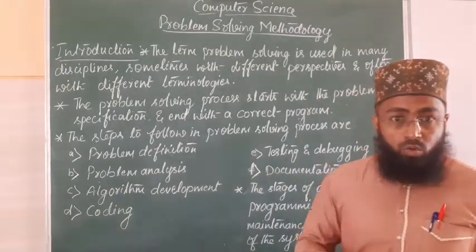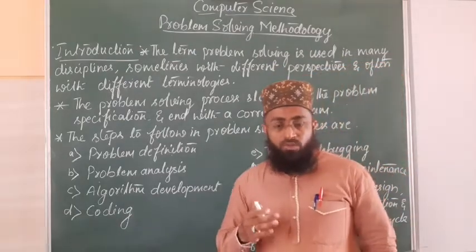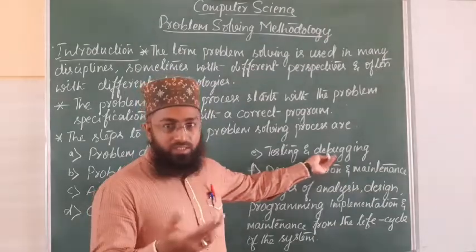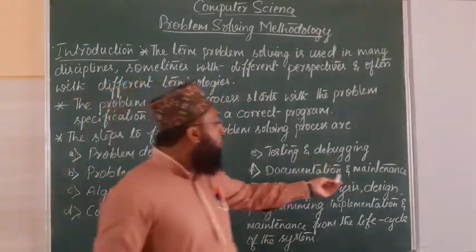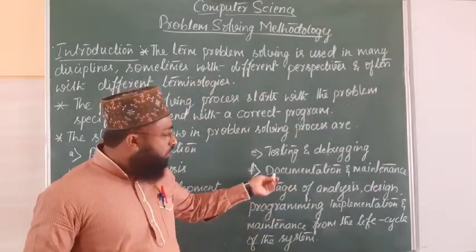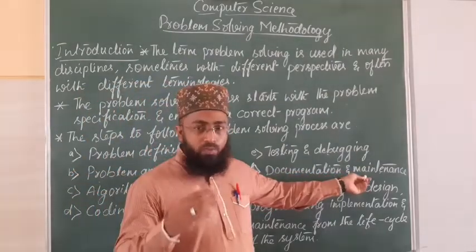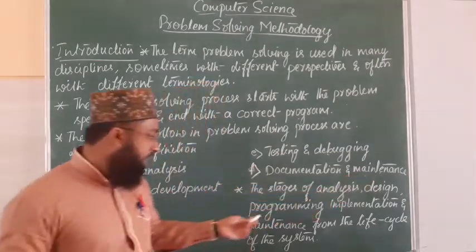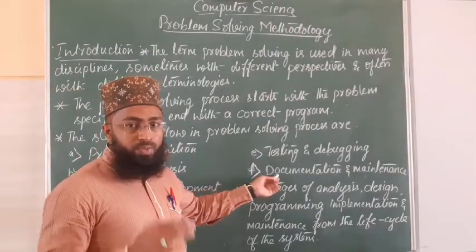After writing the code of the problem, we have to test it to see whether any errors are there. If errors are there, then we have to debug those errors. Then documentation and maintenance. Proper documentation should be given to the problem, and the problem should be maintained in a correct way. So these are the six steps which we need to follow while solving a problem.